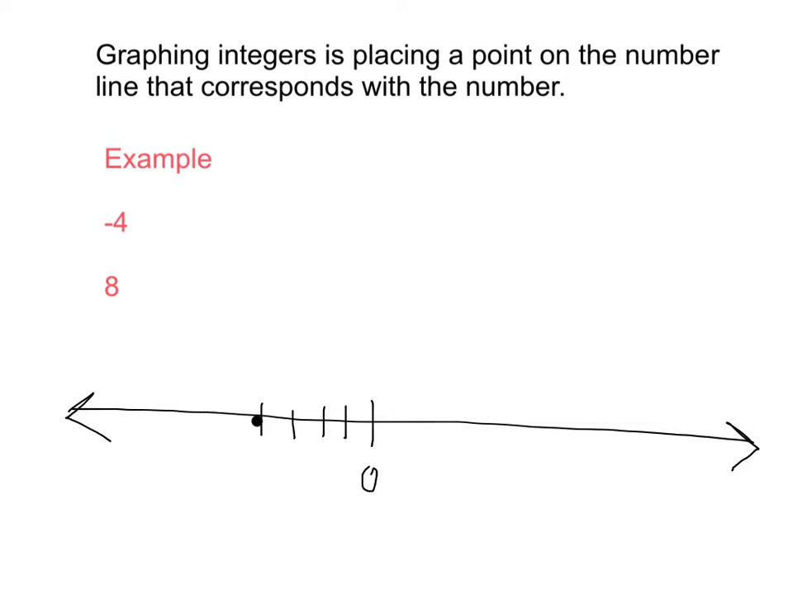And you want to make sure that you label those so you know what that is. My next point is +8. 1, 2, 3, 4, 5, 6, 7, 8. So I put my point, and I make sure that I label it +8. That would be how you are graphing the points -4 and 8. You're just putting a point there. Sometimes you may see where it says graph a set of integers. Again, this is just putting points at each number on the number line.